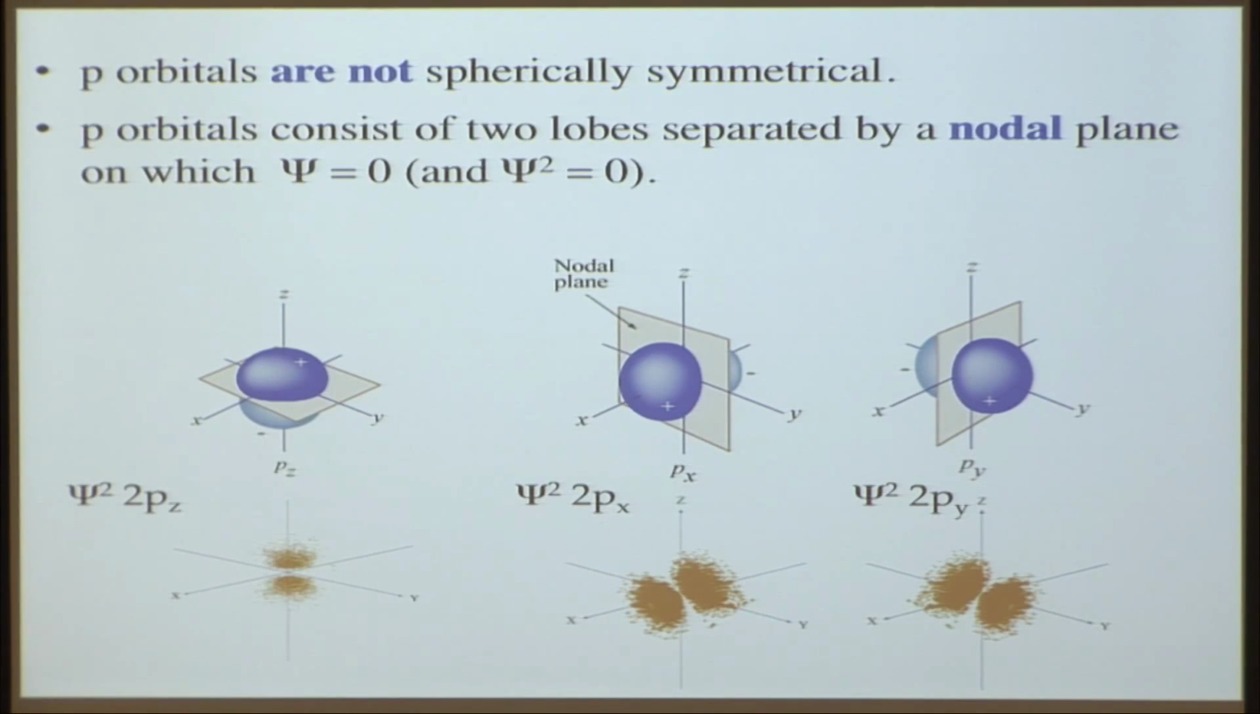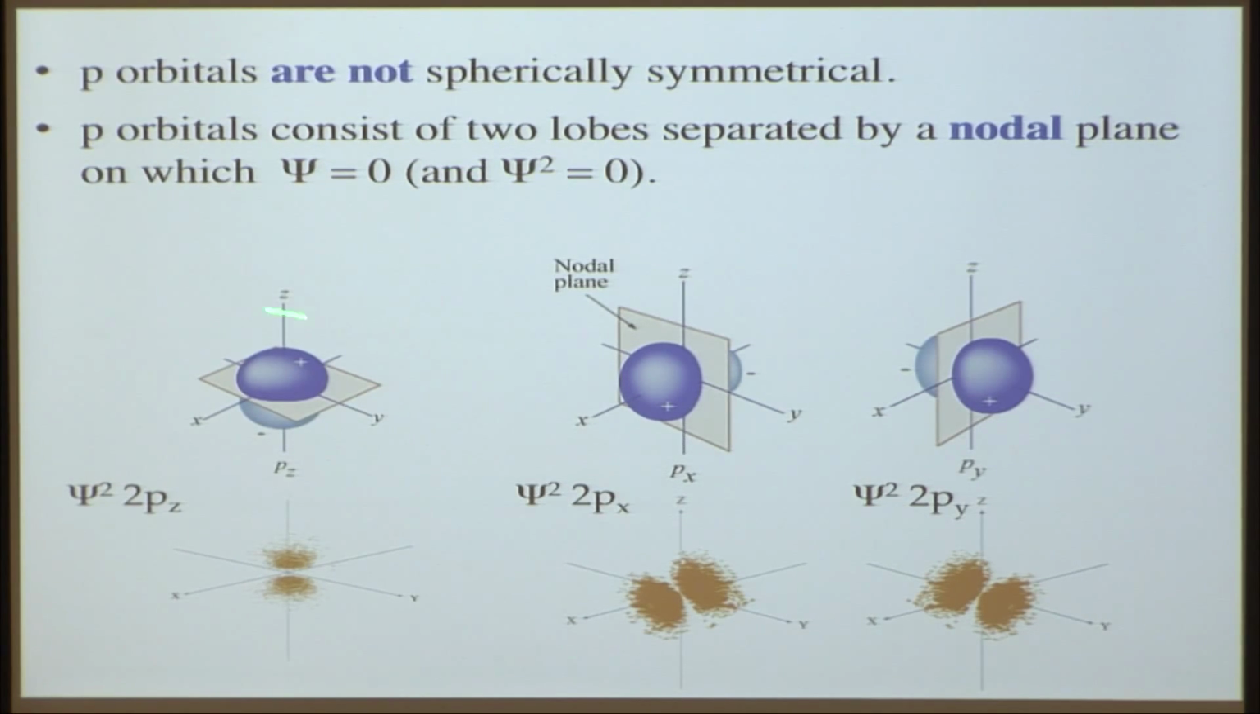So the orbitals consist of 2 lobes. You could view this as a lobe up here and a lobe down here, or you have these lobes as these 2 different colors over here. And the lobes are separated by a nodal plane. And the nodal plane is a plane on which the probability of finding the electrons is 0.